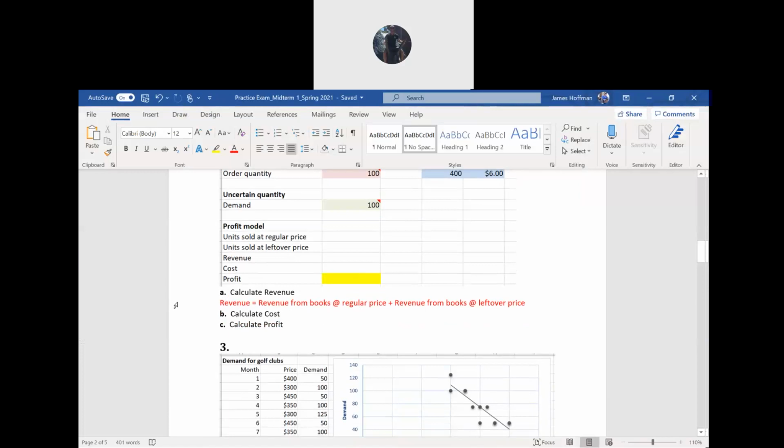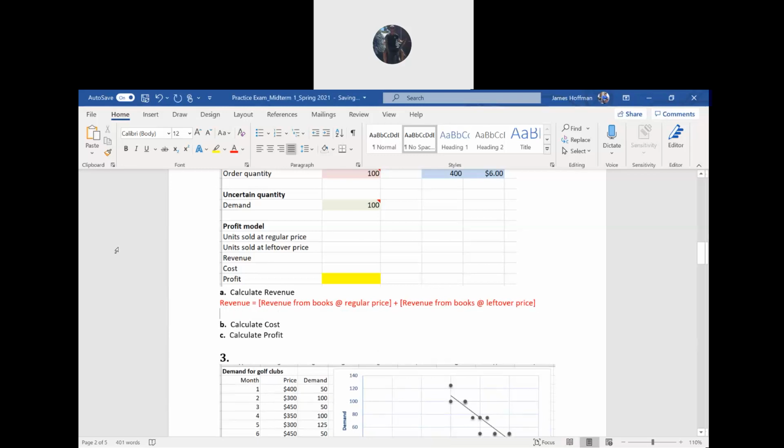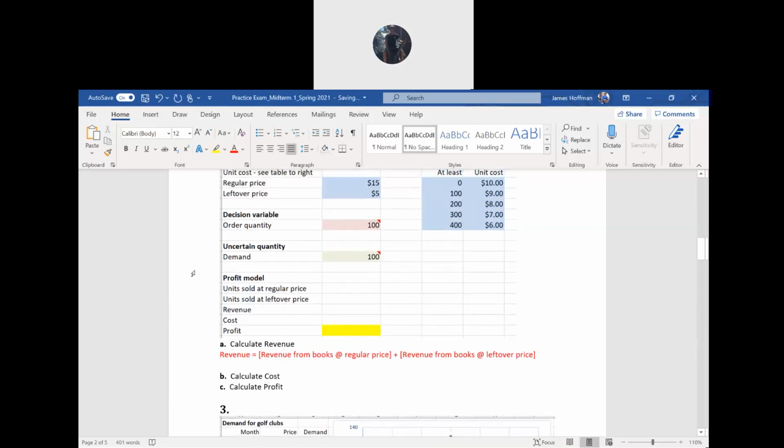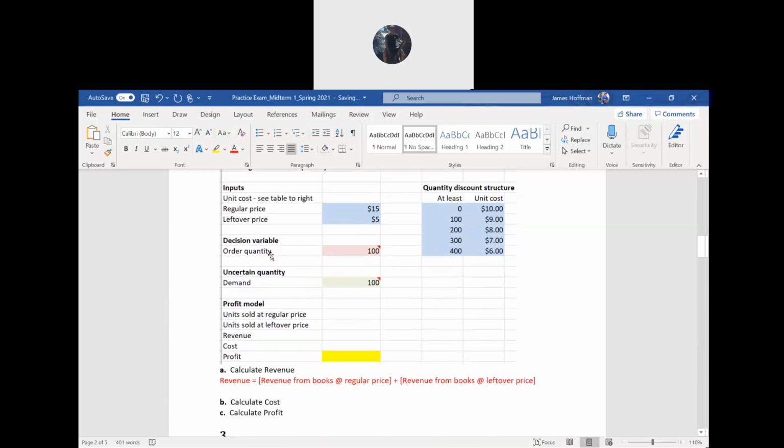All right. So yeah, this will be posted. And okay, so revenue is the sum of the revenue from books at regular price and the revenue from books you get at leftover price. Let's first determine how many units we sell at regular price and leftover price. So this depends on quantity versus demand.